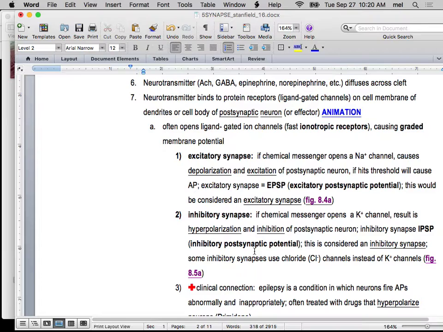Now, conceptually, it doesn't have to be sodium. It can be any positive ion that moves in or any negative ion that moves out that can cause excitation. But of course, the one that we depend on and understand really well is sodium. Okay, good? But you don't always want to turn the next cell on. Sometimes you want to actively inhibit what the next cell is doing.